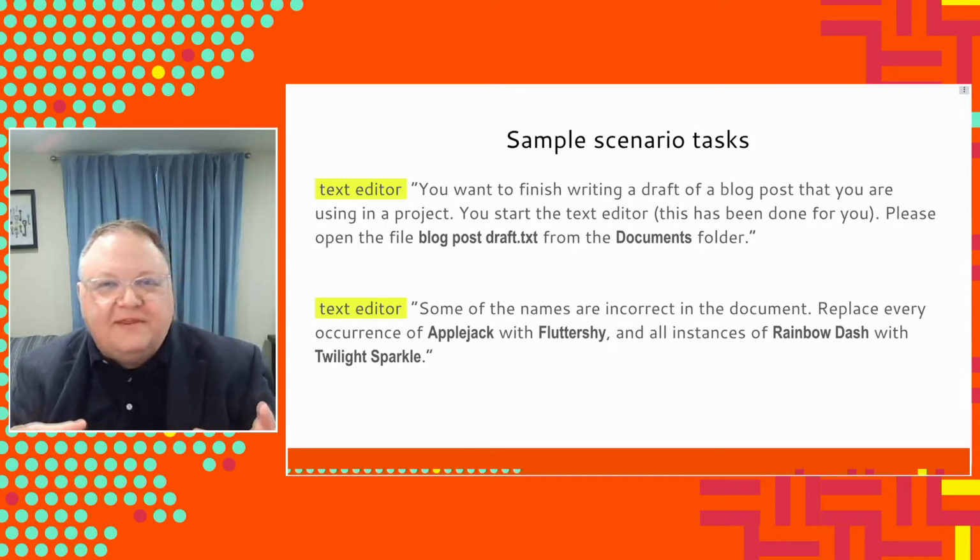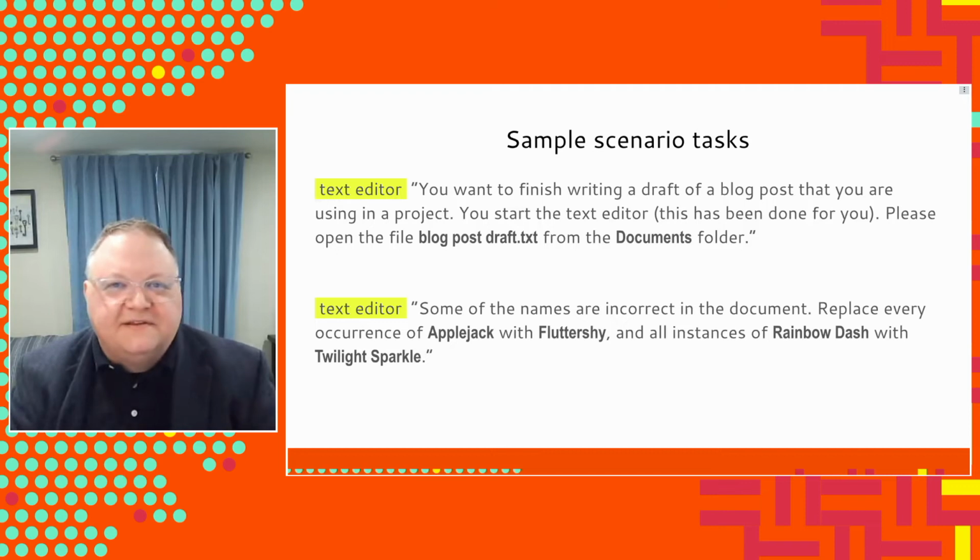And so we've described the context. A brief context is that you want to finish writing a draft of a blog post you're working on, and you started the text editor. That's the context. And then you're asking them to do something specific. Please open this specific file from this directory. And which, by the way, means when you do your usability test, you need to have that file in that directory somewhere.